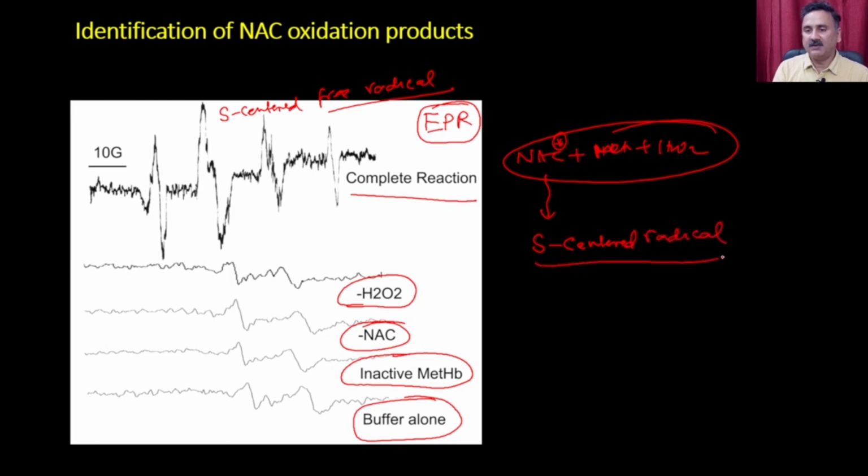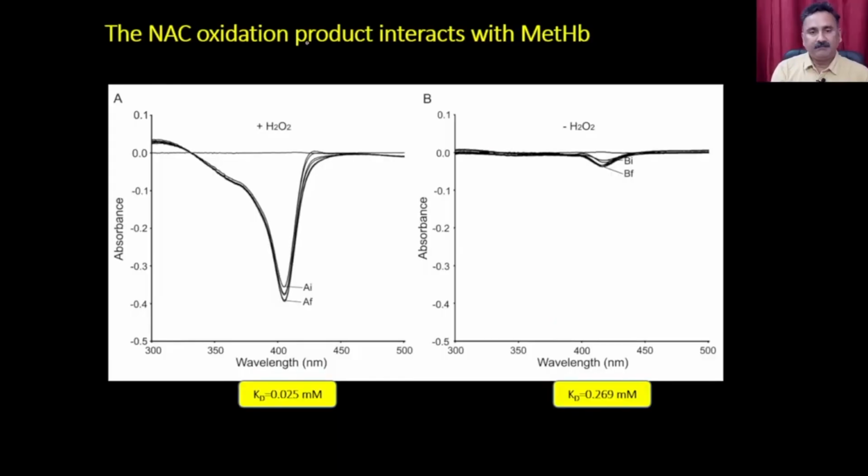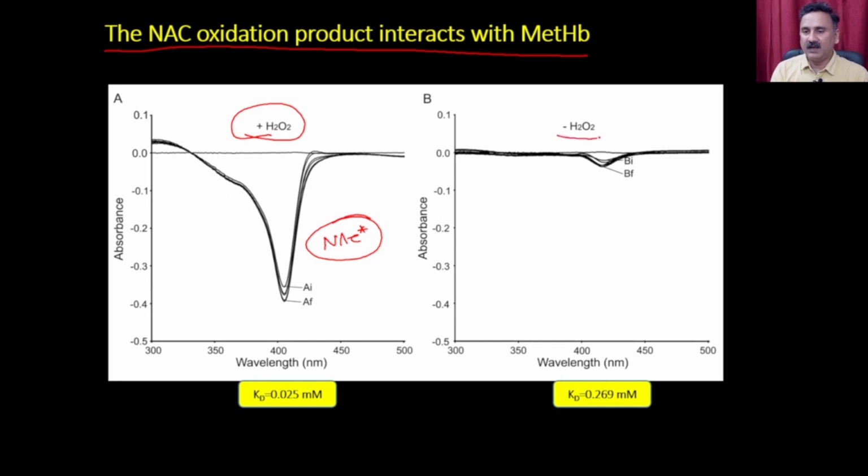Which means some of the cysteine molecules probably have the sulfur where you have single electrons. Once you have the single electron, it is going to attack the protein's residues, and that's how it is going to block some of the crucial residues. So the NAC oxidation product is interacting with the enzyme. If you add the H2O2, you are going to produce the NAC oxidation product, and that's how it is going to bind. Whereas if you don't have the hydrogen peroxide, it is not going to bind.